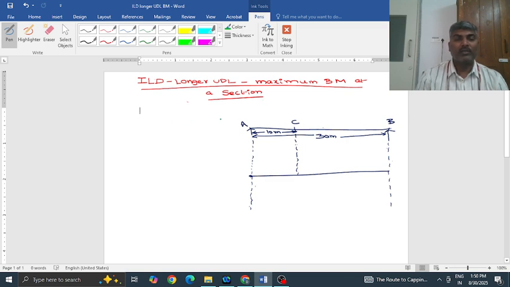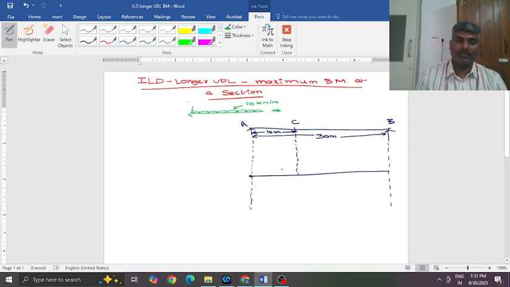Let me consider a load which is longer than the span. Let it be a 10 kilonewton per meter UDL. It is moving, maybe from left to right or from right to left. You want the bending moment, so draw the ILD for bending moment at a section.